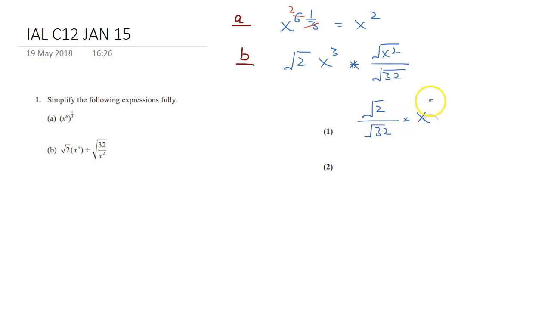multiply x to the power 3, and x square root is x multiply x. This is root 2. 32 is 16 times 2 and root 16 is 4 root 2, multiply x cube. This cancels. So that is x cube over 4. So this is the answer of first part and this is the answer of second part.